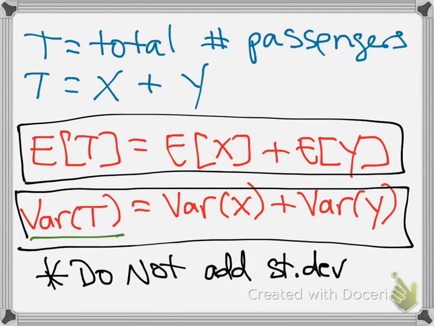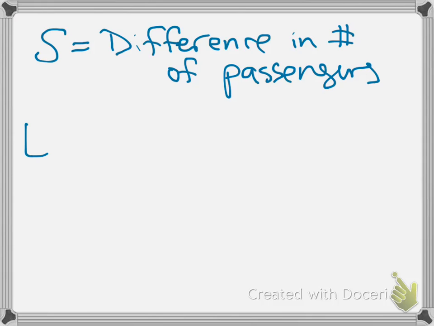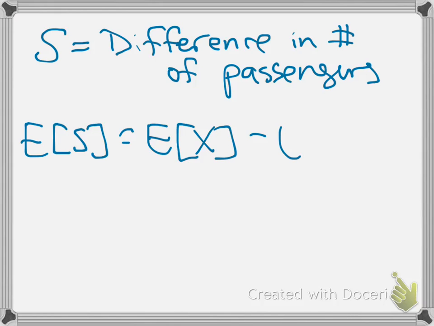Let's say that instead of wanting to know the total number of passengers for their two vehicles, Pete and Erin want to know the difference, so we'll call that s, the average difference in their number of passengers. So that means if we want to find E of s, then in this case we're just going to subtract the average for both of our individual random variables.